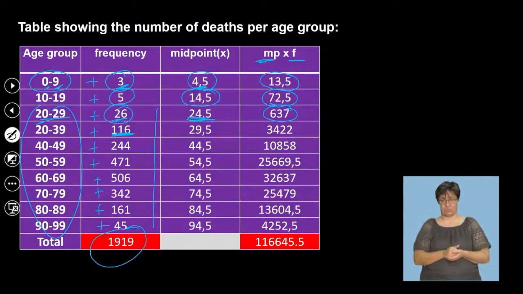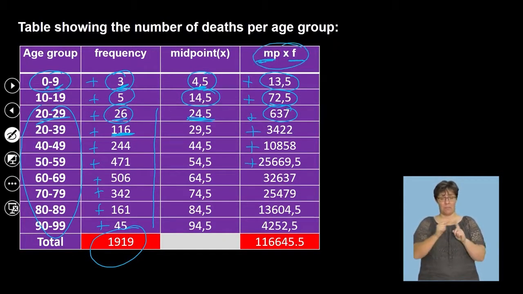Then from there, we're going to add all this. Remember how I got this? It's midpoint times frequencies. Yes. This times this, you're multiplying those. This times this, you get that. So we add all this, and this is what we get.